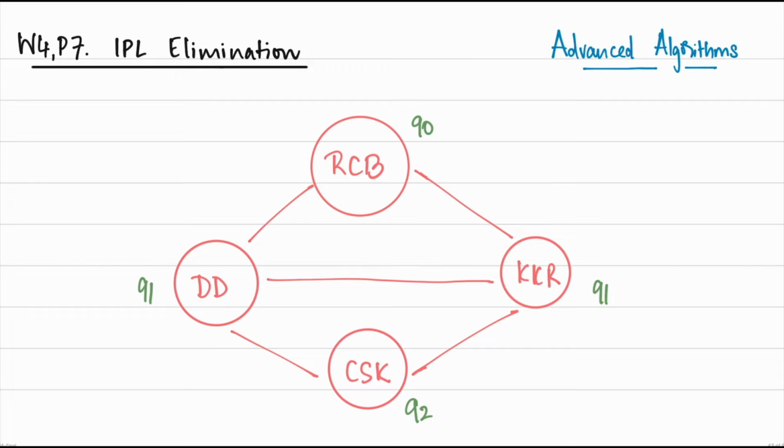Basically, for now, we're going to play God for some time and we're going to say, okay, this is how the match outcomes are going to happen, because we want to do a thought experiment where we want to give our team, our favorite team, the best possible chance, right?